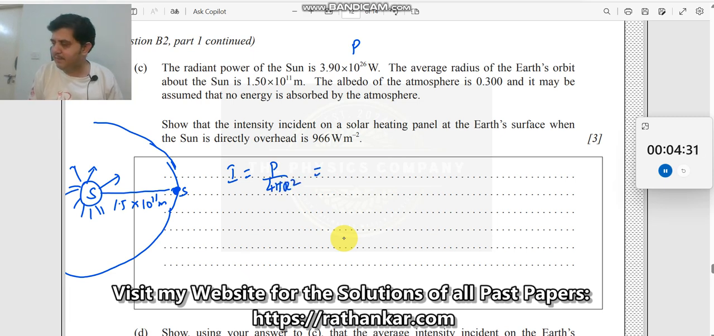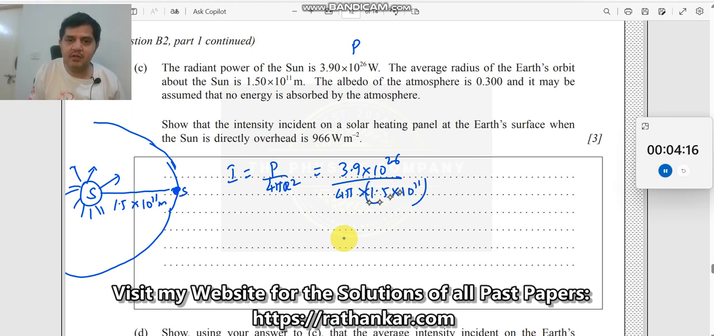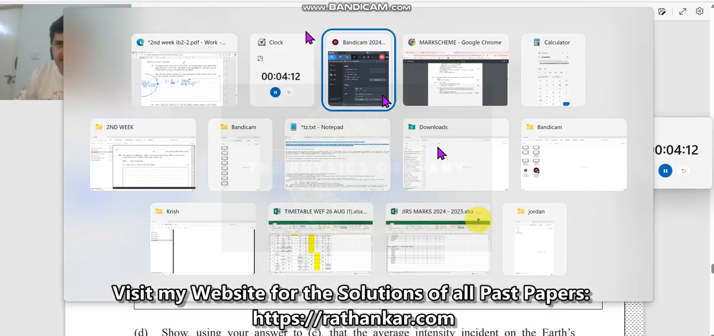Okay, now let us see what we get over here. So this should now be equal to 3.9 into 10 to the power of 26 divided by 4 pi into 1.5 into 10 to the power of 11 whole square. Let us calculate this value. Where's my calculator? Calculator is here.